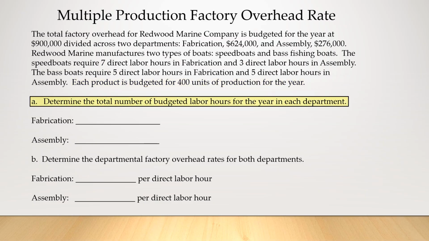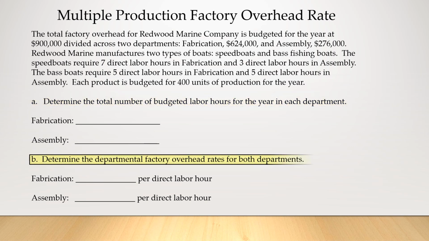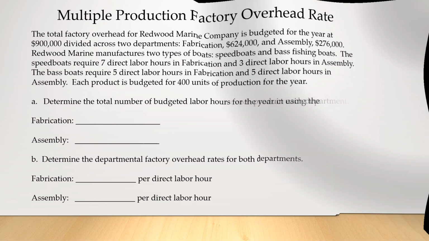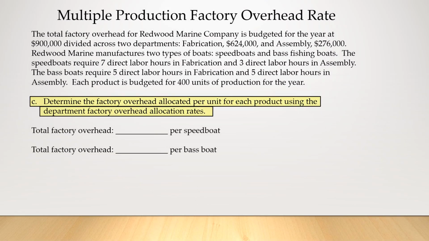In Part A, determine the total number of budgeted labor hours for the year in each department. In Part B, determine the departmental factory overhead rates for both departments. And in Part C, determine the factory overhead allocated per unit for each product using the department factory overhead allocation rates.